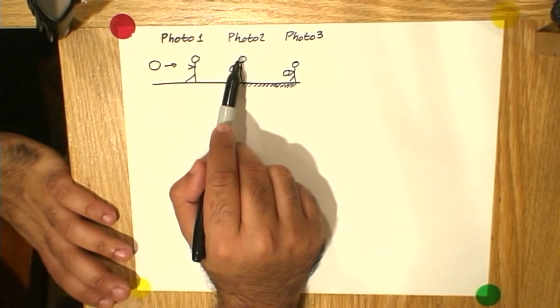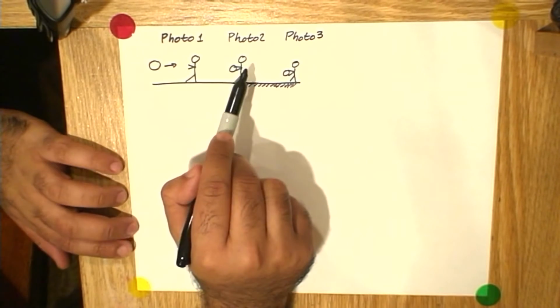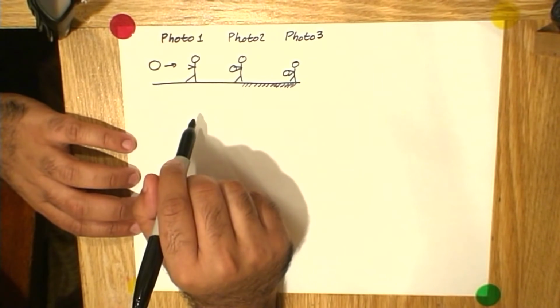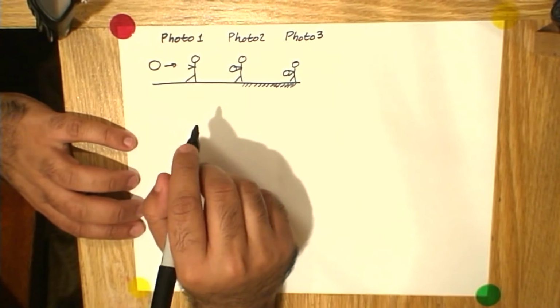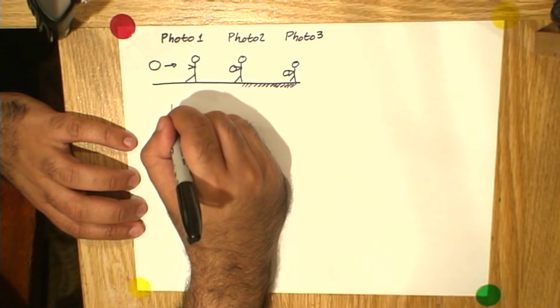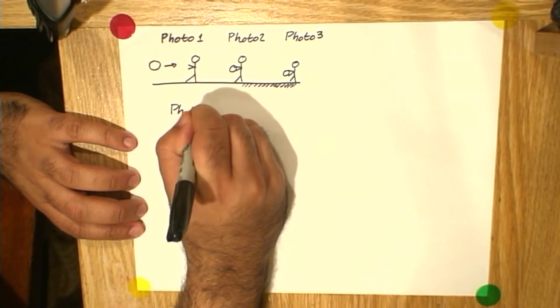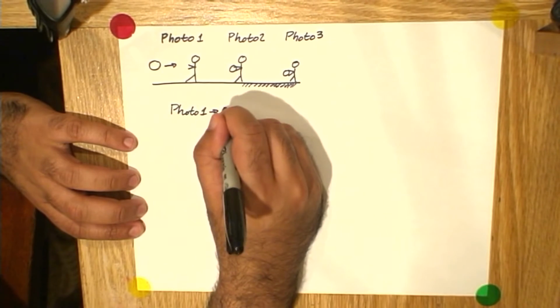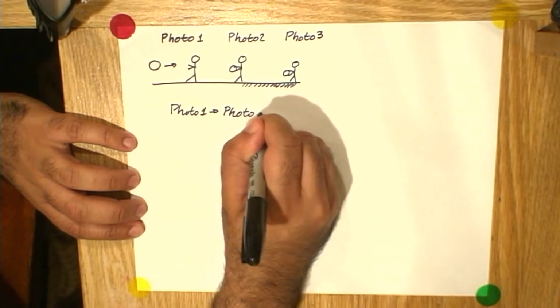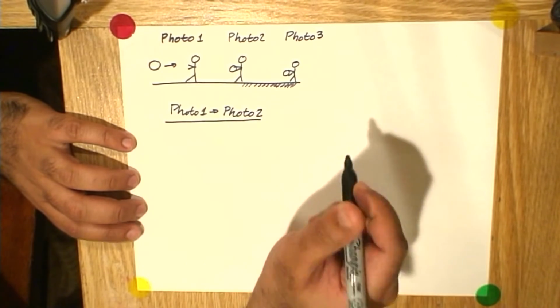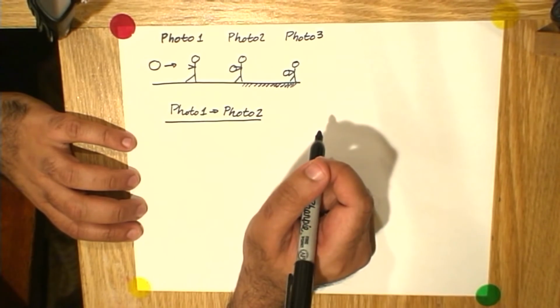Between photo 1 and photo 2, we have an inelastic collision, so this needs to be solved using conservation of momentum. Of course, before we can actually solve any of this, we need to put in all of the information.